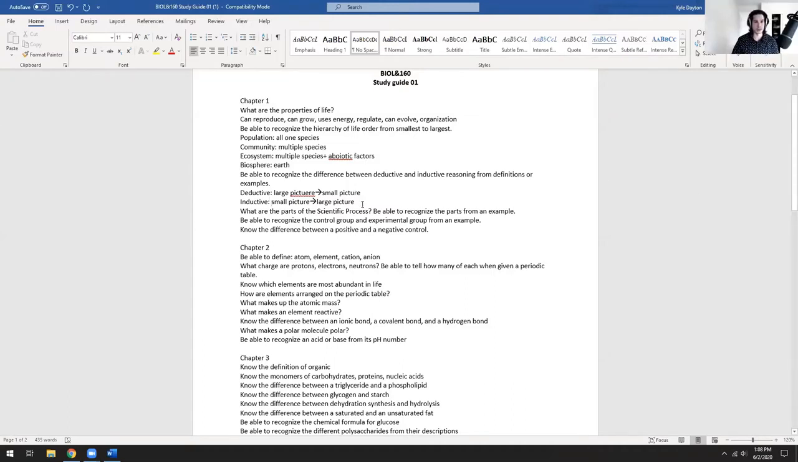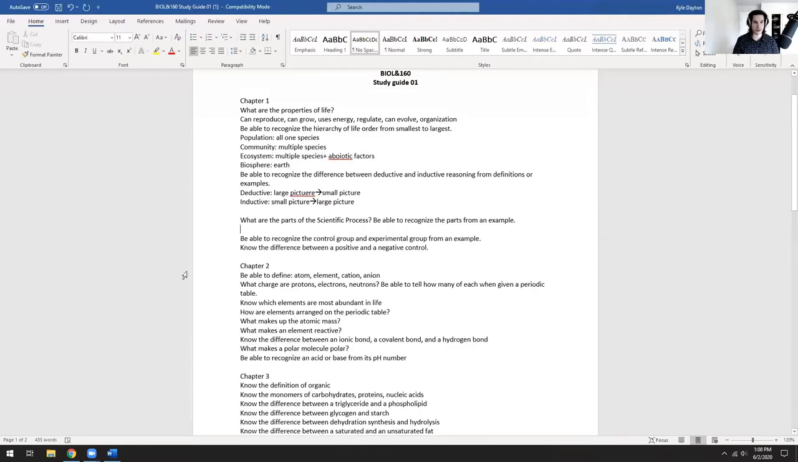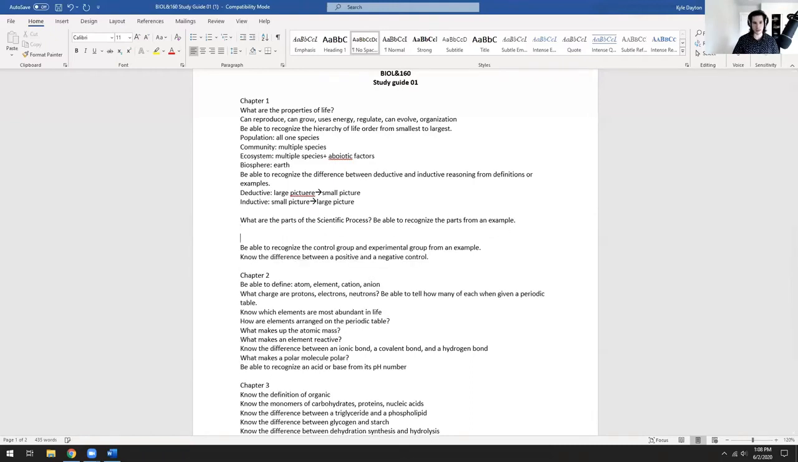All right. So that's deductive, inductive. If anyone has any questions about this, just yell that you're having trouble. All right, what are the parts of the scientific process? Be able to recognize parts from an example. This is probably something that we want to know moving on from this class, the scientific method.